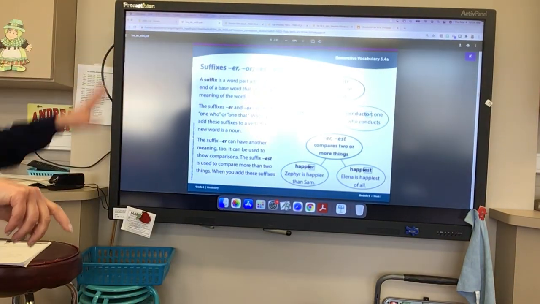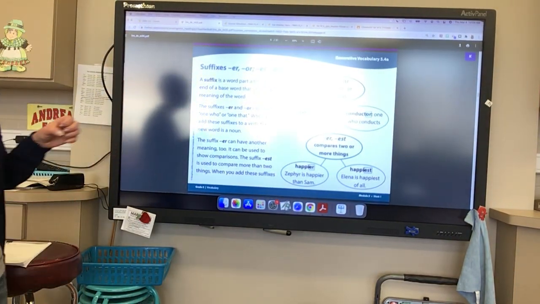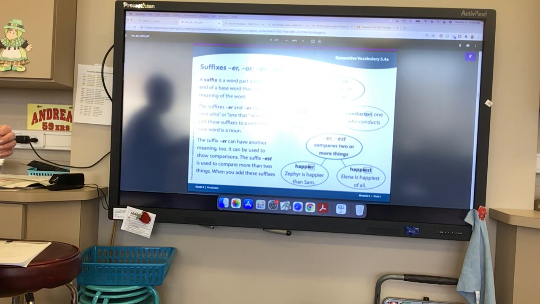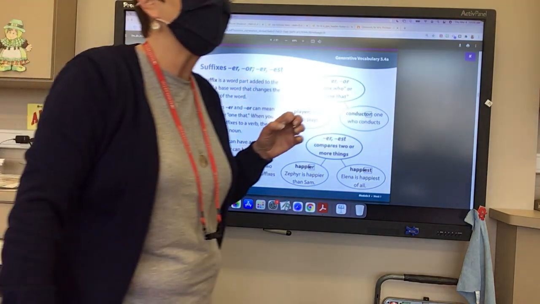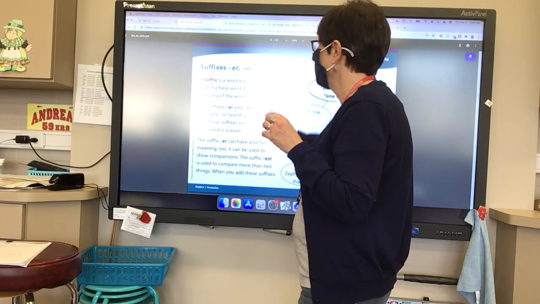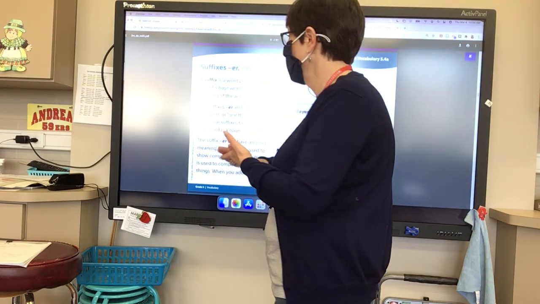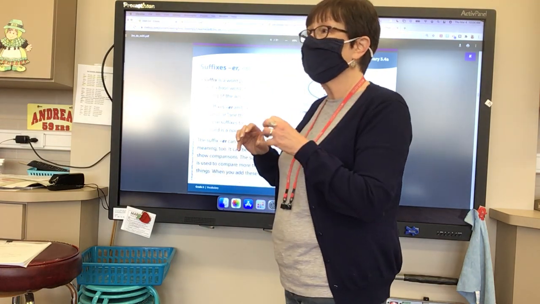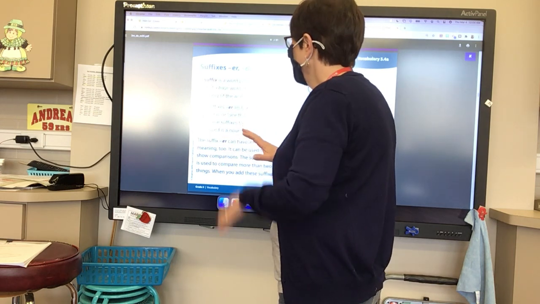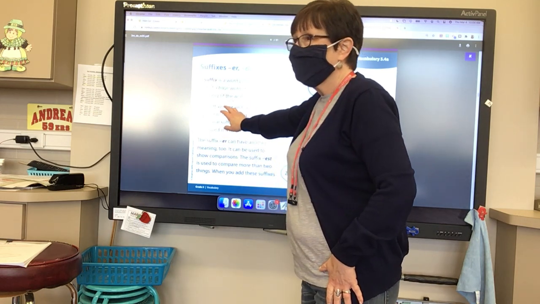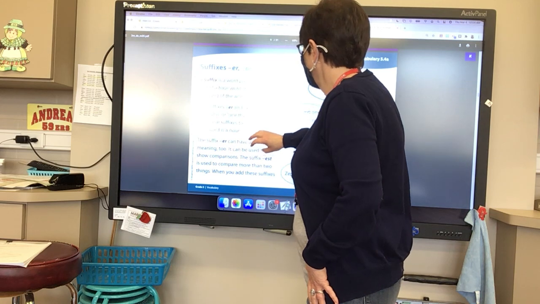Okay, boys and girls, we're going to be talking about some suffixes. Suffixes are a word part we add to the end of a word. We add it to the end of a base word, and it changes the meaning of the word. So we have two suffixes we're going to talk about right now.